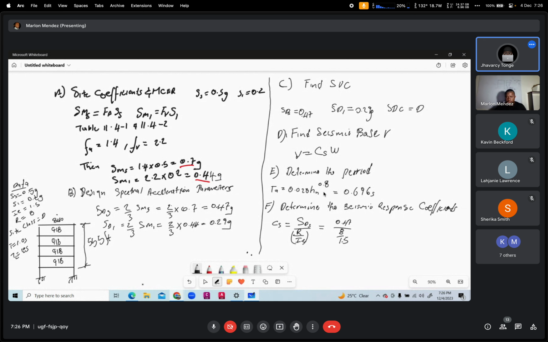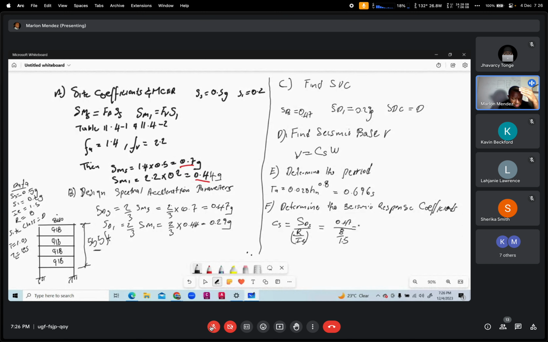HN, this part, the HN, the height of the structure. Yeah, 55. All right. So we can move ahead. We determine this to equal to.